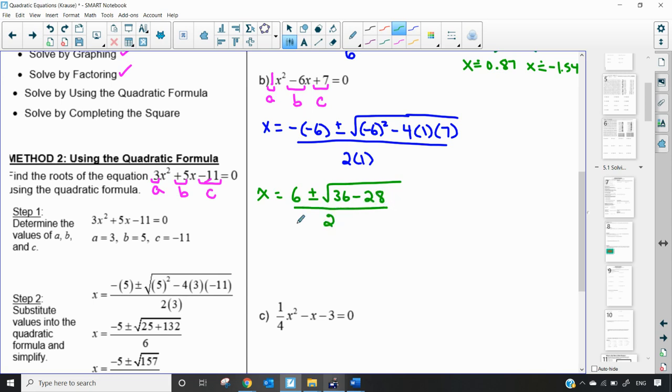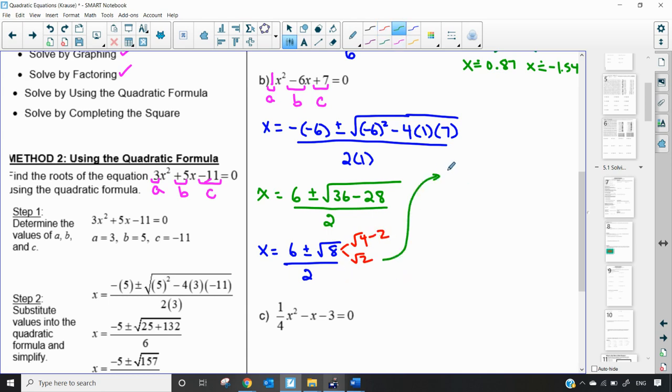all divided by 2. Now some of you may simplify everything under the radical all at once. That's totally fine. For the purposes of the notes, I'm writing it out step by step. So we're going to have 6 plus or minus the square root of 8 divided by 2. And then root 8 can be broken down to root 4 and root 2, and root 4 breaks down to 2.